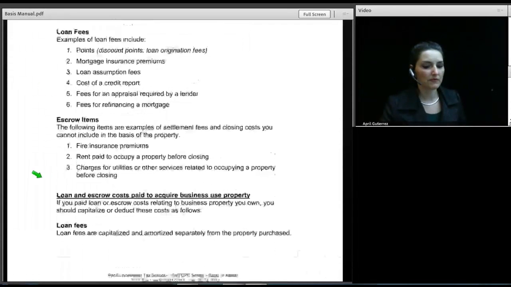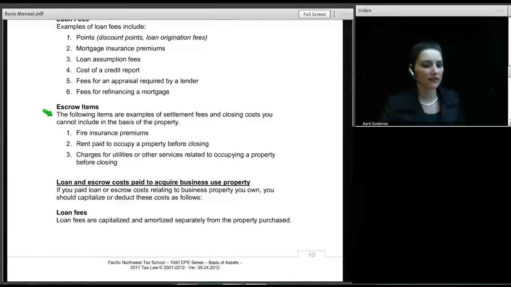Escrow items. The following items are examples of settlement fees and closing costs you cannot include in the cost basis of your property. Fire insurance premiums, rent paid to occupy property before closing.